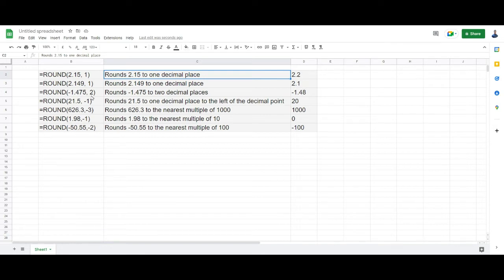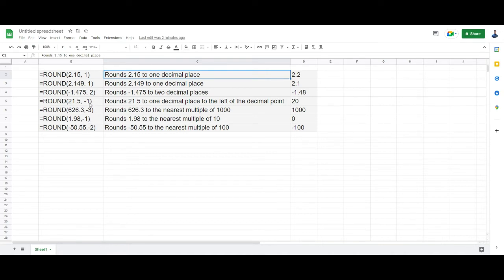Okay, and it also works for negative numbers. So for instance, negative 1.475 to 2 decimals. Of course it rounds up, so negative 1.48. But you can also put a negative number at the back, like all this over here.